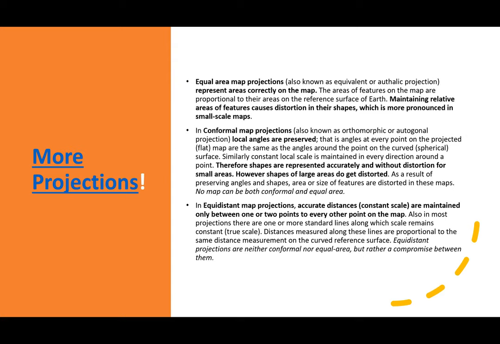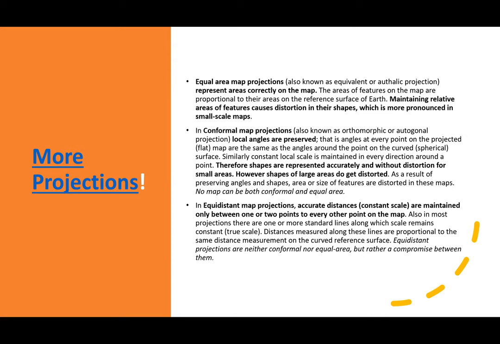So again, this is kind of an example of local versus global and some of those distortions that occur based on where you are and what's important when you're preparing your map. As a result of preserving angles and shapes, area or size of features are distorted in these kinds of maps. No map can be both conformal and equal area. So that's something to consider, that each different type of projection has some sort of stretching, has some sort of distortion, and it's going to affect these different map properties of size, distance, area, and direction as part of that distortion.